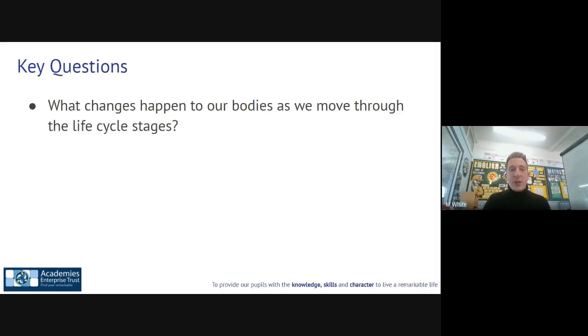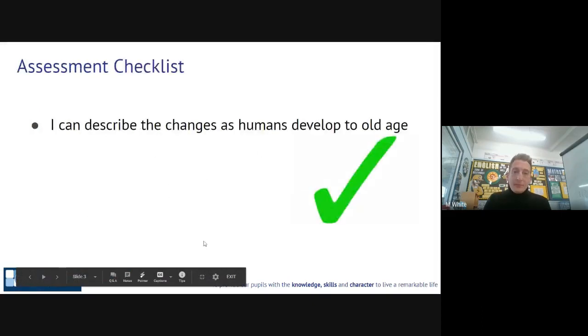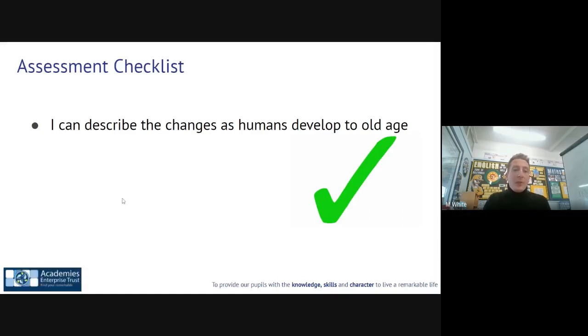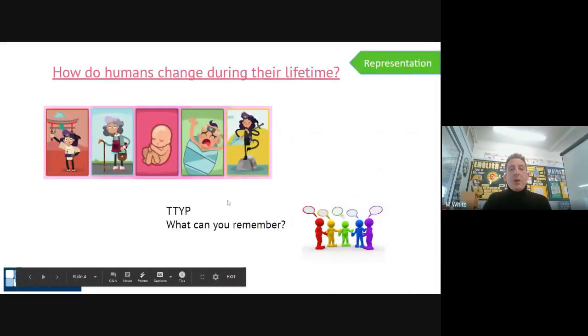In last week's session, we looked at the different stages of a human life cycle, and I received loads of great pieces of work about that. So thank you if you were one of those people that sent them. We're going to be exploring that further today, and hopefully we're going to be able to describe the changes as humans develop as they get to old age. This is the bit that we looked at last week.